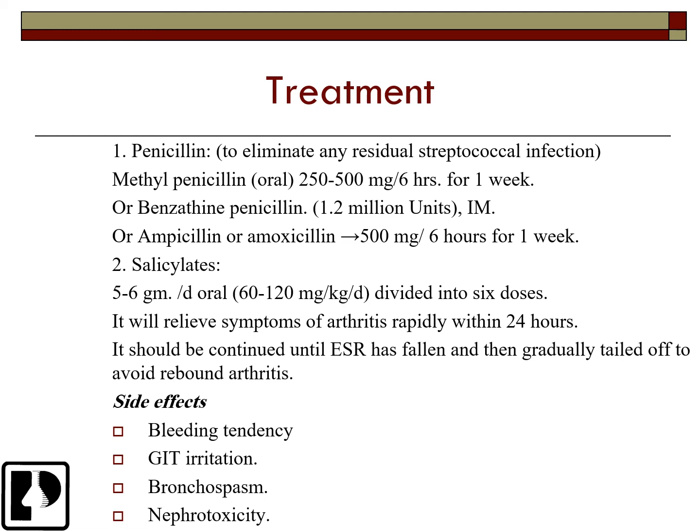The second treatment is salicylate, and this is a very important drug for arthritis. The dose is 5 to 6 gram per day orally, divided into 6 doses. This is a very high dose and can affect the stomach, causing gastric ulcer. It will relieve symptoms of arthritis rapidly within 24 hours, but has many side effects. It should be continued until ESR has fallen and then gradually tailed off to avoid rebound arthritis.